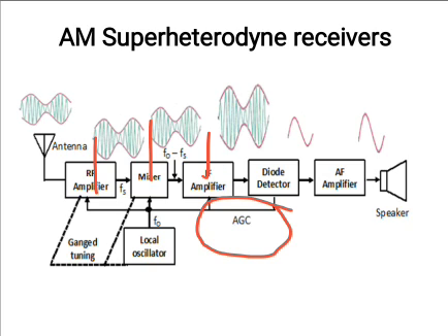The output of the radio receiver depends on the strength of the incoming radio frequency signal. Therefore, a weak input radio frequency signal provides a low output, and a high strength input radio frequency signal provides a high output. To control this output to a constant value, AGC is used.